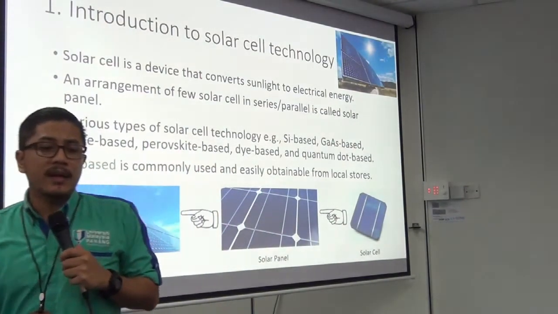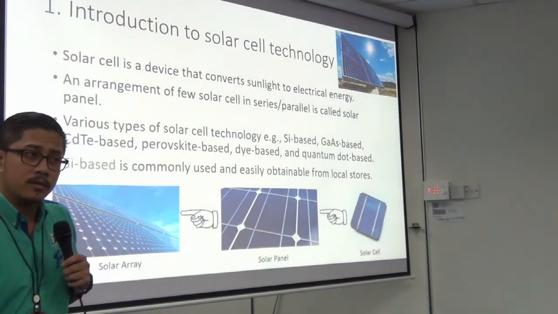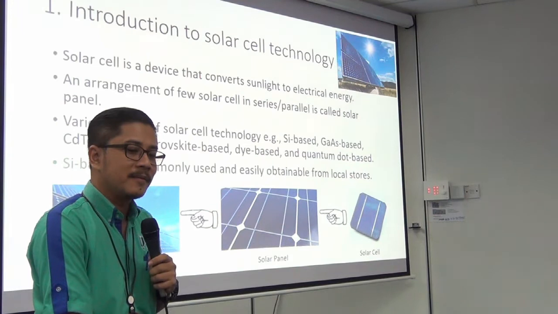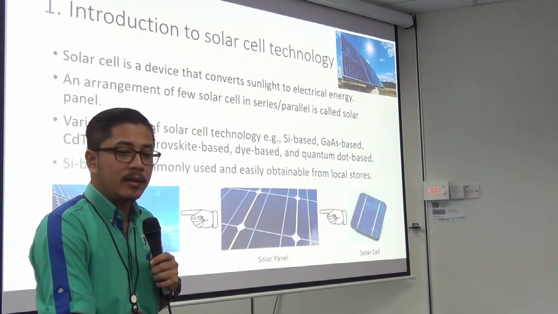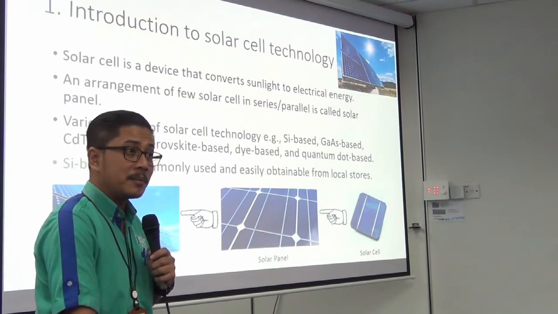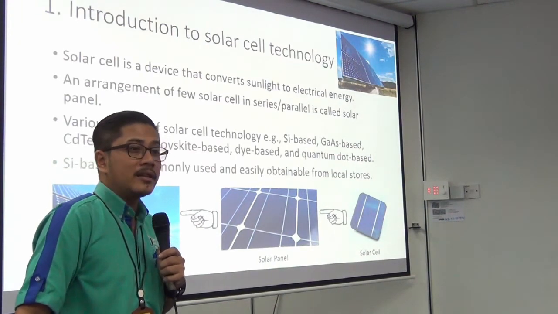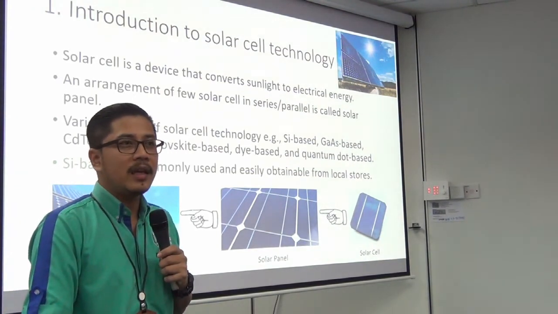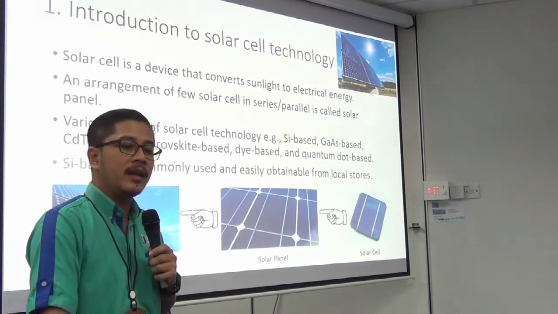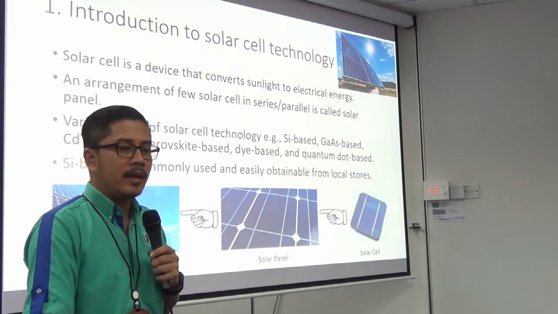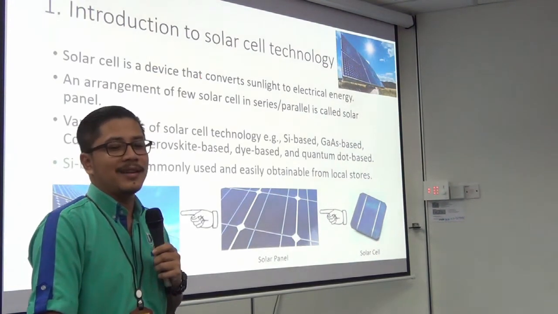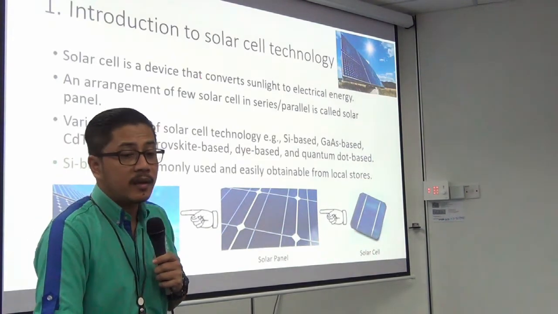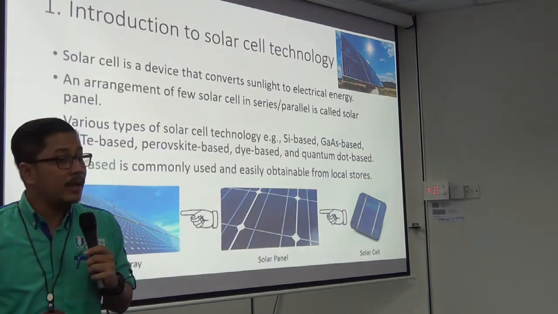So again, solar cell is a device that converts sunlight to electrical energy. True or not? Betul? I don't want to see any of your answers in the final examination which say that solar is a device that converts sunlight to electrical energy. It's solar cell, not solar. An arrangement of a few solar cells in series or parallel is called solar panel. Correct?